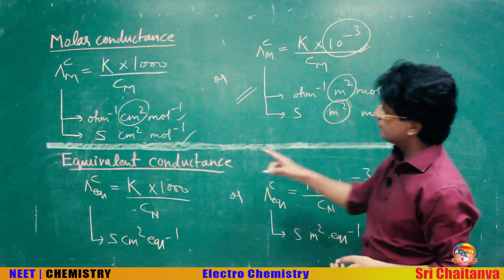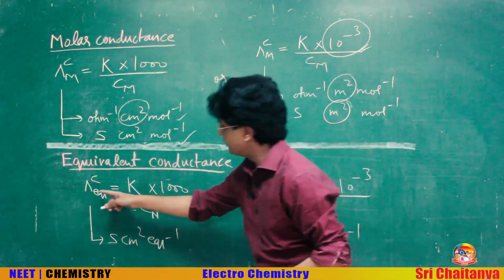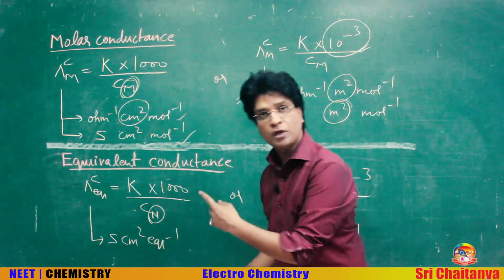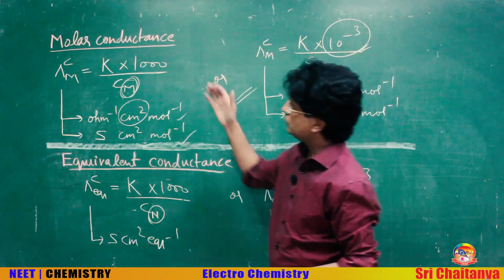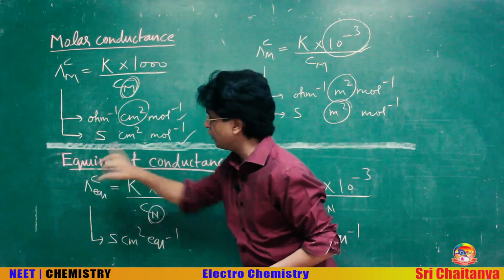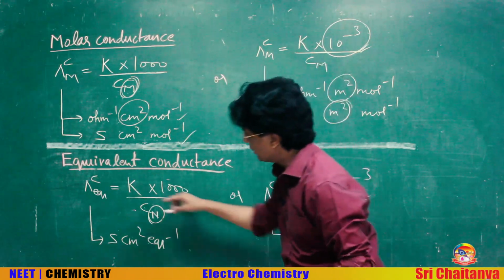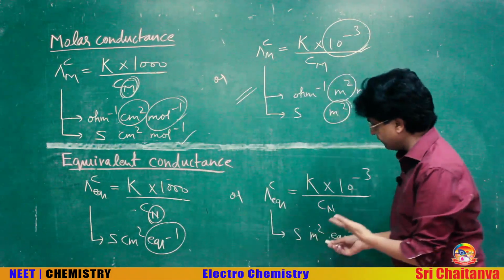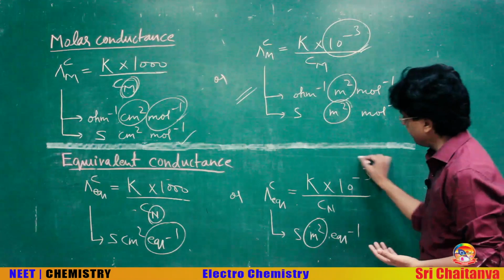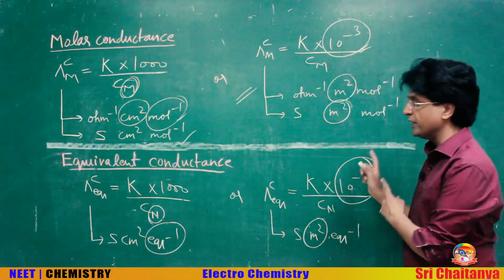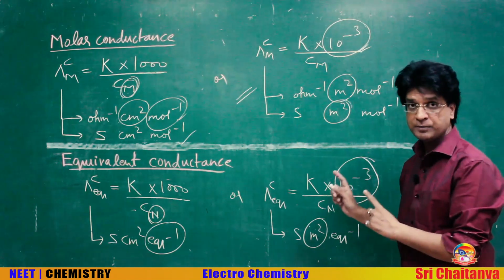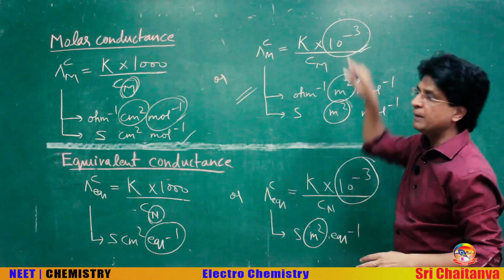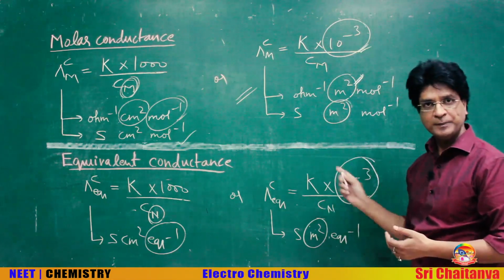So this is important. Similarly, equivalent conductance is kappa into 1000, here instead of molarity, we are having concentration in terms of normality. Remember that for molar we'll go with molarity, for equivalent we'll go with normality. So the units will change accordingly. Instead of per mole we will have per equivalent. Similarly, if the units are like meter square, we'll multiply by 10 to the power of minus 3. I hope this is very clear. Don't make a blunder out there. Many times I have found students doing a blunder. They do not see this and instead they multiply by 1000 and they get a wrong answer. I hope this is clear.